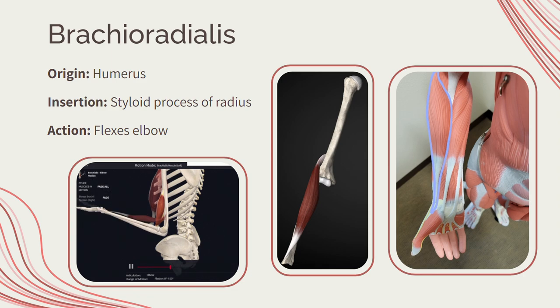So the first muscle that we have is the brachioradialis. As you can see here, it originates on the humerus. You can see how it's attached here on the humerus, and then right here at the bottom, it's also attached to the styloid process of the radius. And here you can see the action of how the brachioradialis flexes the elbow, and the part where the movement is happening is where that styloid process of the radius is. It's attached here to the humerus, but it's not moving, so therefore our insertion would be the styloid process of the radius.